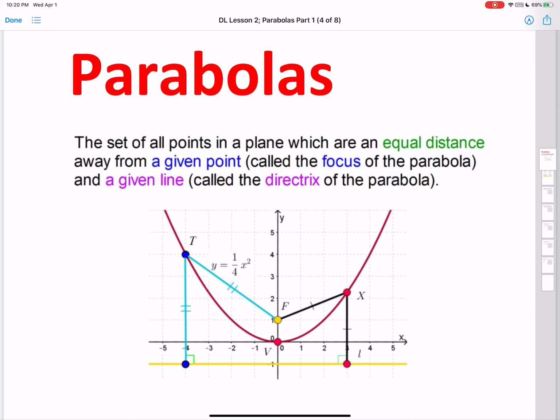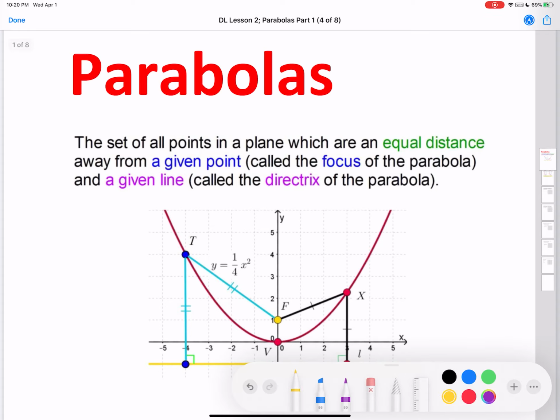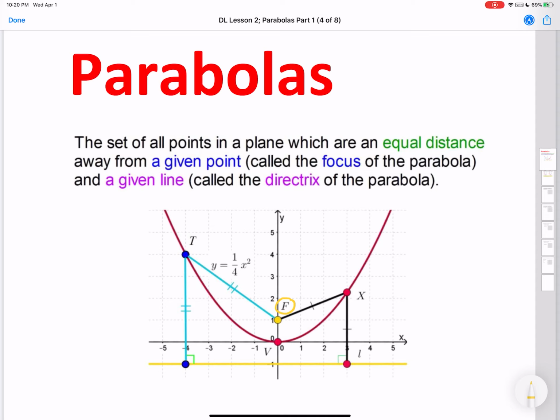So what we want to know is, well, what is the focus? Well, the focus point is this point over here in yellow. So we have that focus point right over here. Okay, so here's our focal point. And then we have something called the directrix. And the directrix is this line. So in this example, the directrix line is located at y is equal to -1.